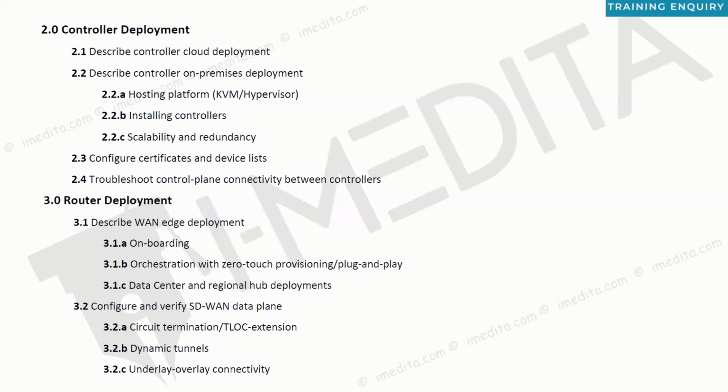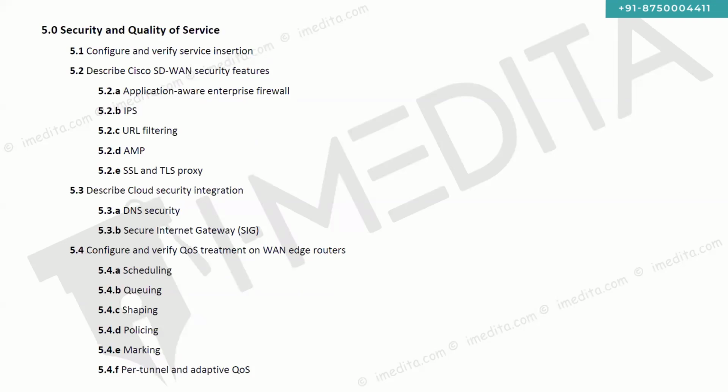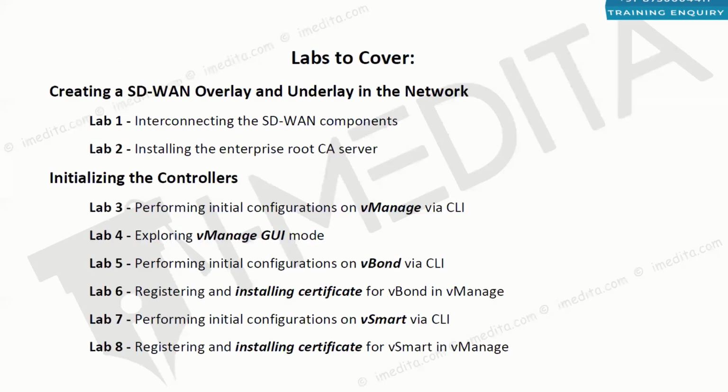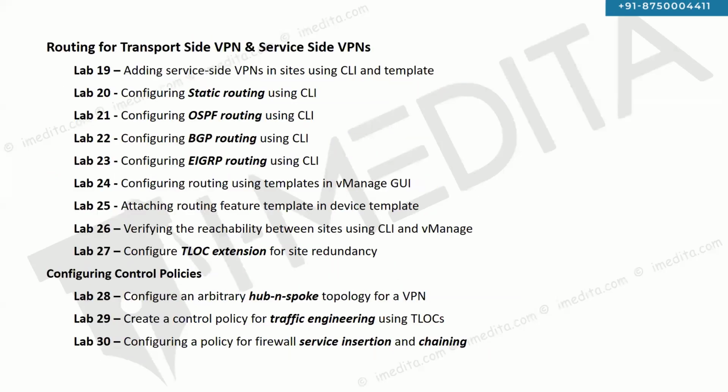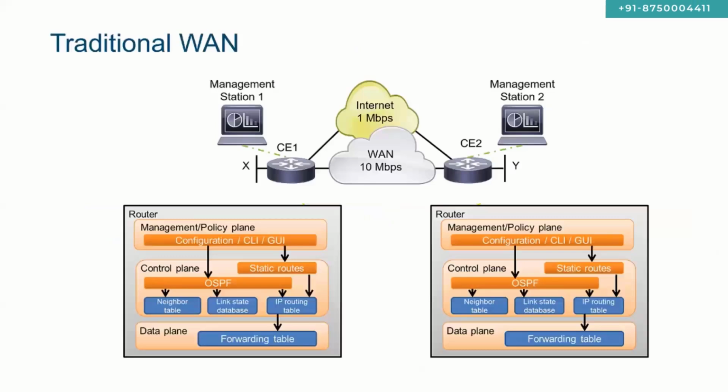Okay. So the agenda is: architecture, then controller deployment, then router deployment, and then policies, then security and quality of service, and then management and operations, right? So let's get started with the architecture now. If we talk about the solution overview, yesterday I had this discussion with the participants.